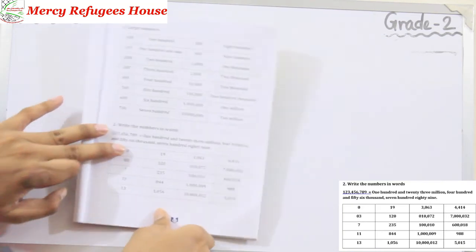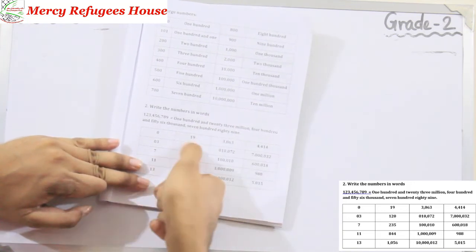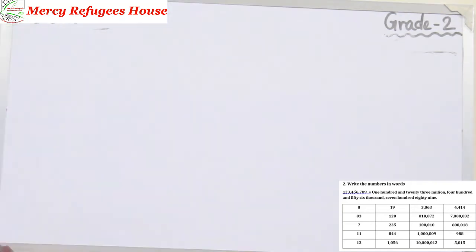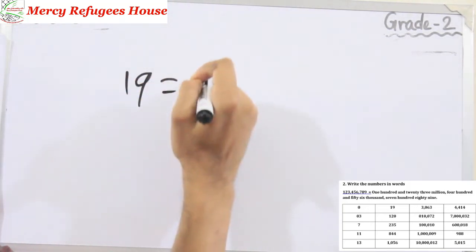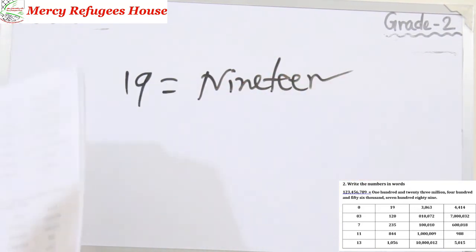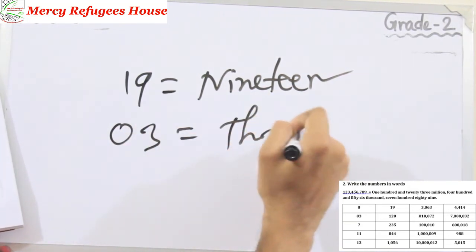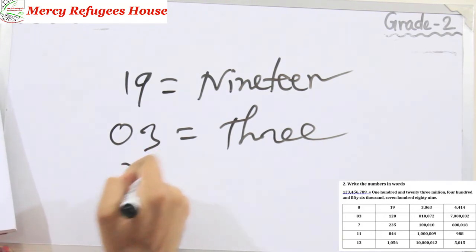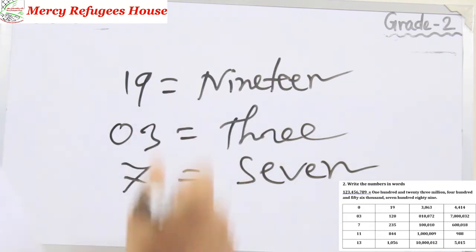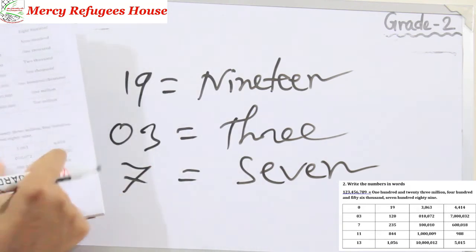Okay. The next thing, it is saying write the numbers in words. Look at this one. 19. We have taught them how to write 19. Instead of 19, the student should be able to write nineteen like this. The next one is 3, right? Then 7, the student should be able to write 7. Do these practices. That's how you finish this portion of the chapter.